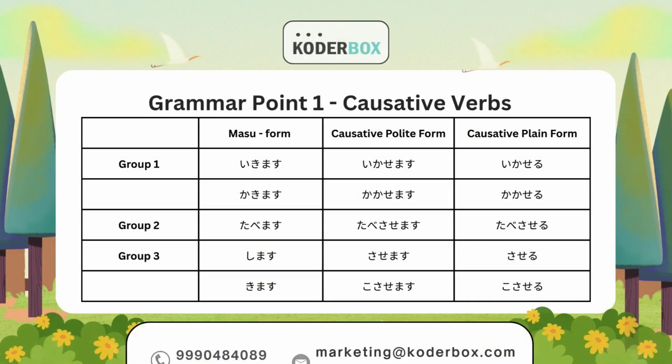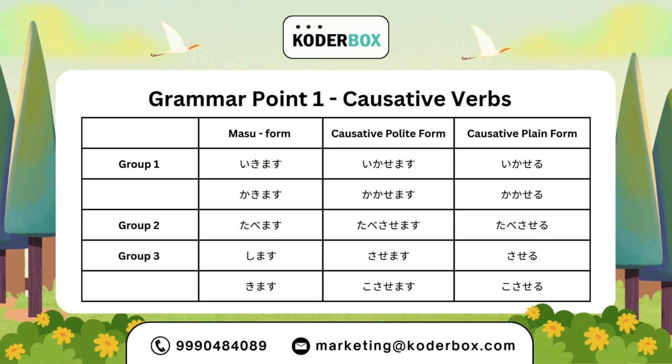Grammar point 1: Causative verbs. Masu form, causative polite form, causative plain form. Group 1: ikimasu, ikasemasu, ikaseru. Kakimasu, kakasemasu, kakaseru. Group 2: tabemasu, tabesasemasu, tabesaseru. Group 3: shimasu, sasemasu, saseru. Kimasu, kosasemasu, kosaseru.